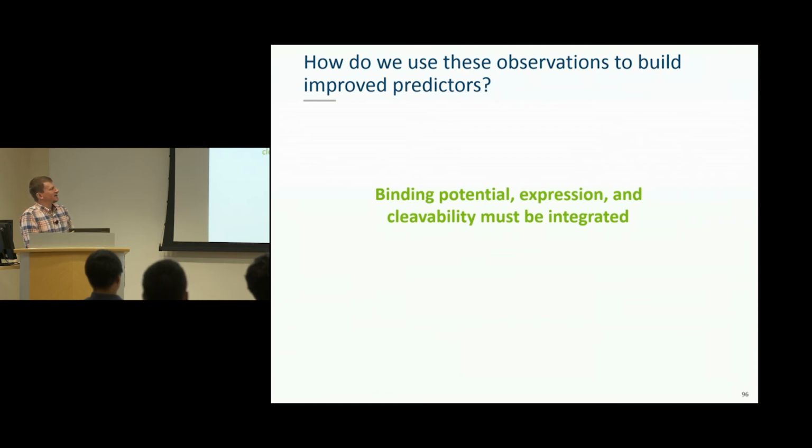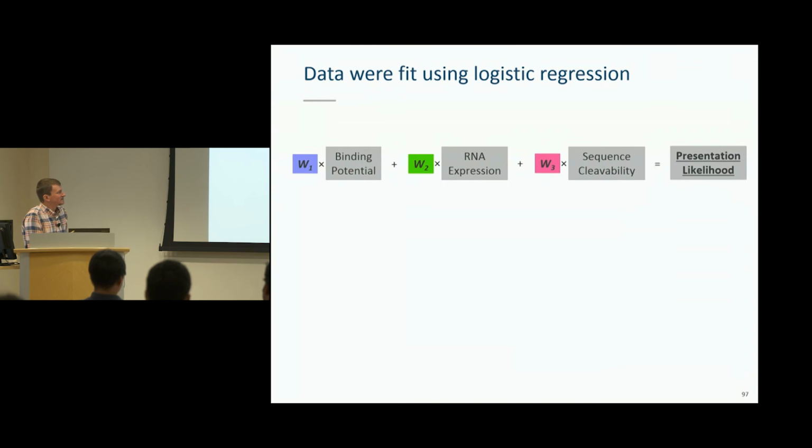So then we thought, well, great, we know the expression is important. We have this nice updated cleavability predictor. We combine everything along with the affinity and have better prediction of which epitopes are most likely to be presented. So we did something very simple here. It's just a logistic regression where we're going to weight each of these and come up with a likelihood that peptides are presented.